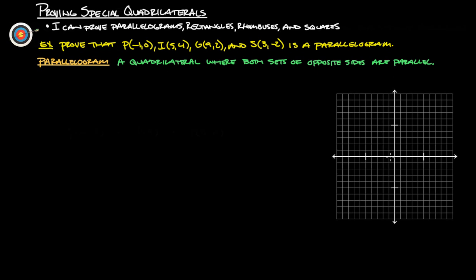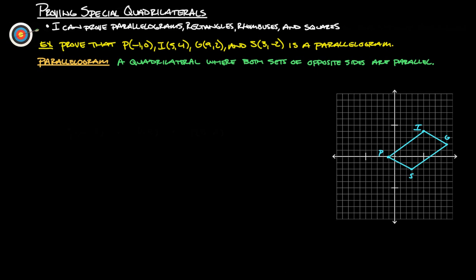P is at -1, 0. I is at 5, 4. G is at 9, 2. And then S is at 3, -2. So we've got this thing here, which is going to make a parallelogram. At least it's supposed to. We're going to show that it is a parallelogram. First, let's draw the sides so it makes it a little easier to see. So there's our parallelogram.